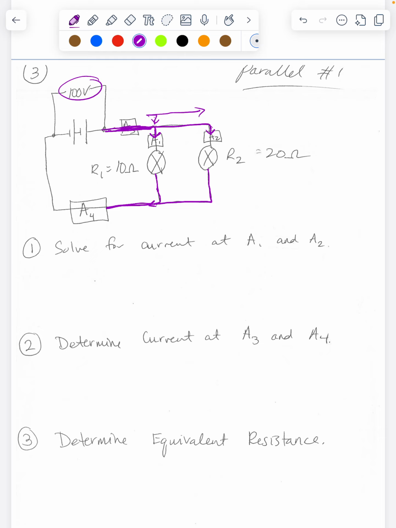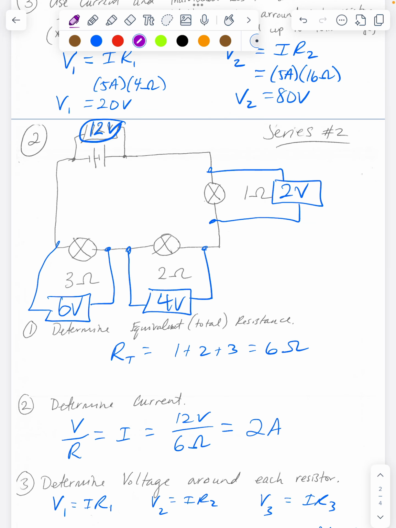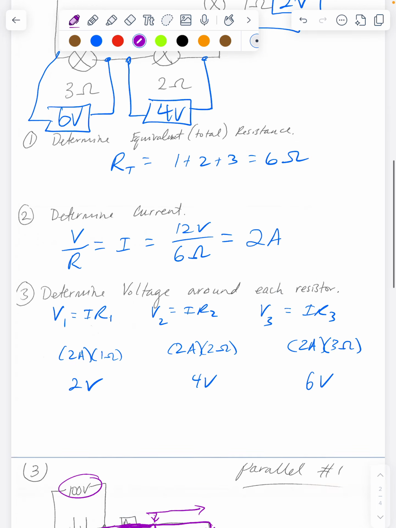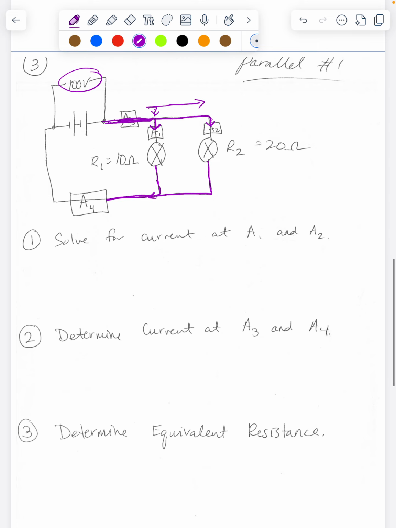And when electrons go through light bulbs, they spend their voltage there. If they have to go through 2 or 3 light bulbs, they have to split up their voltage like they did in the series questions. But in these examples, where I just have one light bulb on each path, any given electron will spend all of its voltage at the light bulb that it goes through.